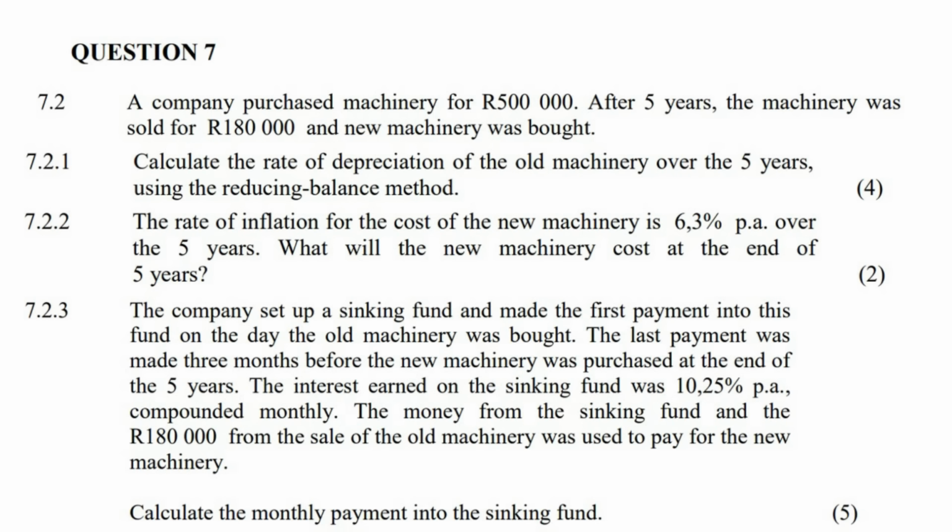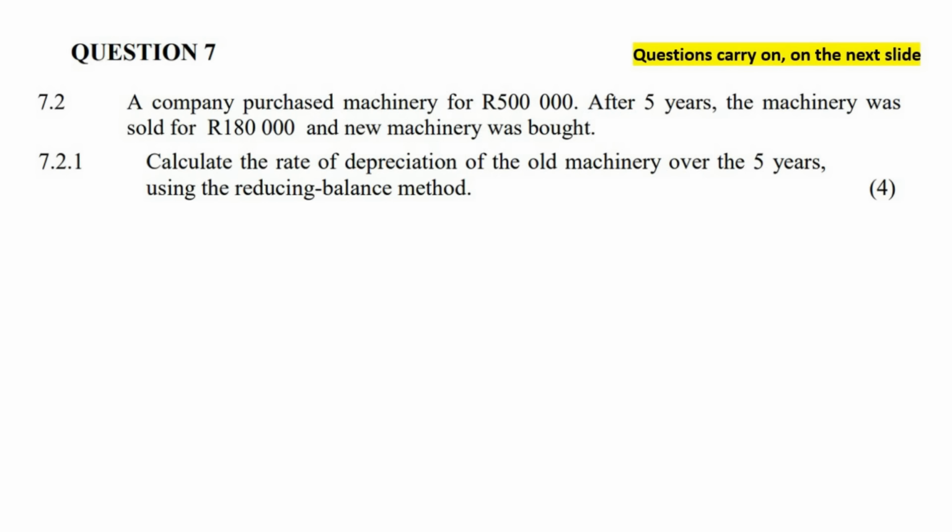Okay, so let's begin. A company purchased machinery for 500,000 Rand. After 5 years, the machinery was sold for 180,000 Rand. Of course, machinery becomes worth less because you use it, it gets a little bit damaged, like a car. If you buy a car and use it, when you try to sell it, you're going to sell it for less than what you paid for it. And after they sold it, new machinery was bought.